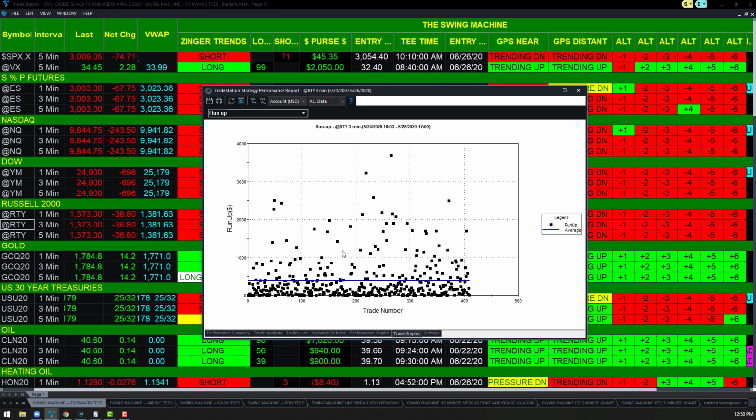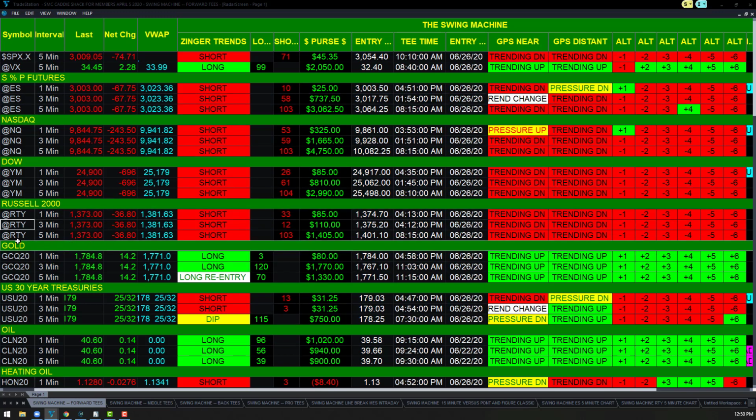380. This is why our traders are constantly saying Swing Machine is always in the money. Proportionately, it is. Now, we'll talk about how to catch those fish in a moment, but let's go to the 5-minute.